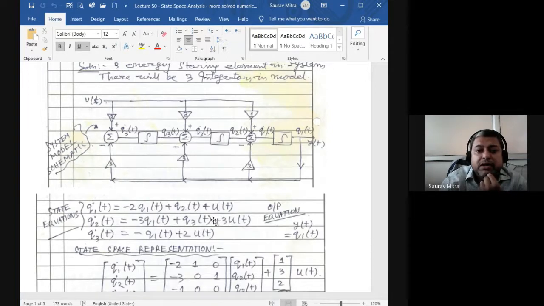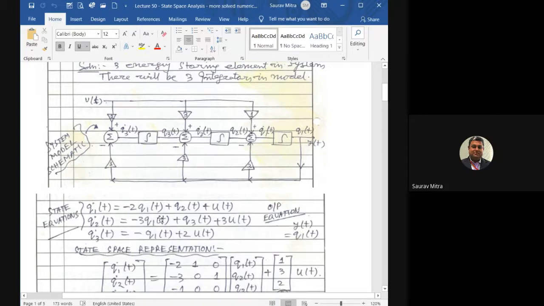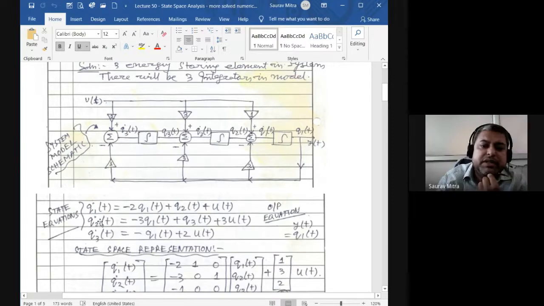So these are the three terms we are finding in q2 dot t. What about q1 dot t? There will also be three terms. One will be q2(t), one will be minus 2 q1(t), another will be 1 into u(t). One is q2(t), which is coming from left to right, this is the central line. One is coming from the bottom, that is minus 2 of q1(t). One is coming from the top, that is 1 into u(t). So these are the three state variable equations: q1 dot t, q2 dot t, and q3 dot t.